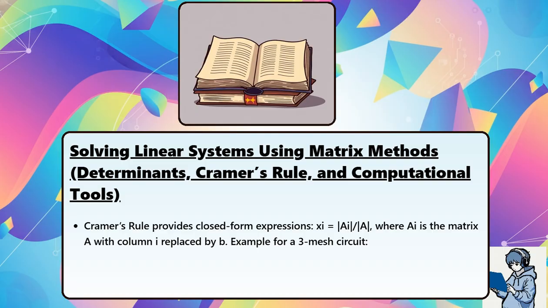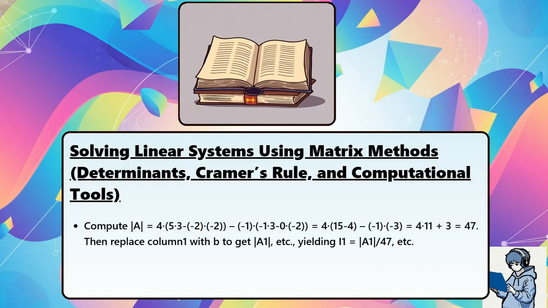Example for a 3-mesh circuit. The coefficient matrix is 4, -1, 0, -1, 5, -2, 0, -2, 3. The current vector is I1, I2, I3. The right-hand side vector is 10, 0, 5. Compute the determinant of A.